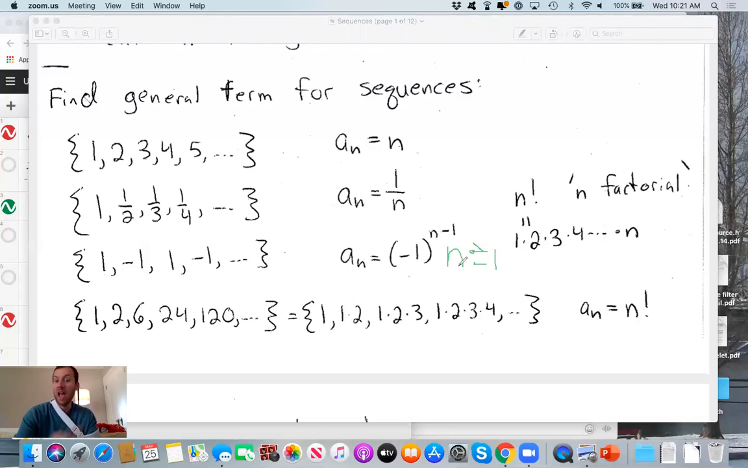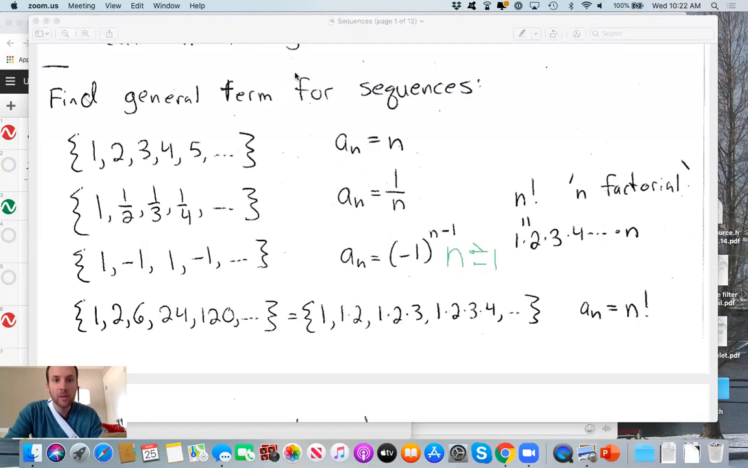But this is starting at n greater than or equal to 1. So for n equals 1, the exponent is 0. That gives you 1. For n equals 2, the exponent is 1. That gives you -1. And so that is what gives us this pattern. So what can be important to keep in mind is not just the formula, but making sure that you pick the right starting point to actually give you the sequence there.